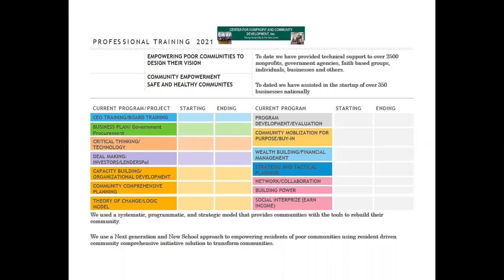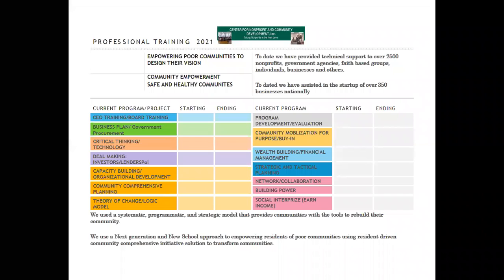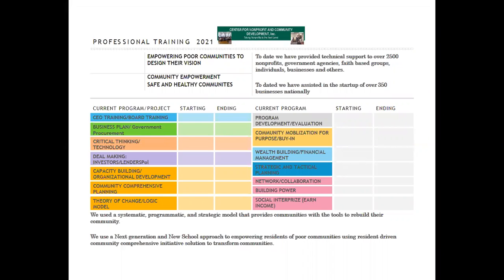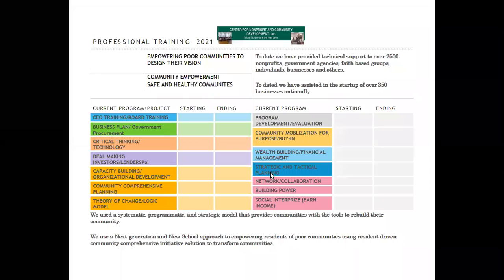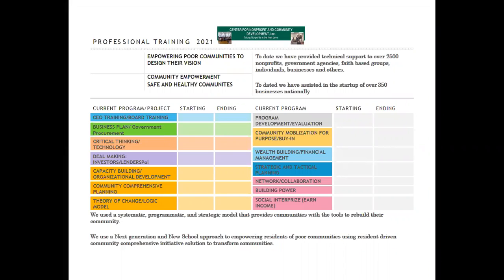Financial management is critical, because if you're going to be in charge of a nonprofit, you need to be able to read the financial statements, be it the income, profit and loss statement, a balance sheet, or a cash flow statement. You need to be able to read these financial statements. A key component to an organization's success is your ability to be a strategic and tactical planner.